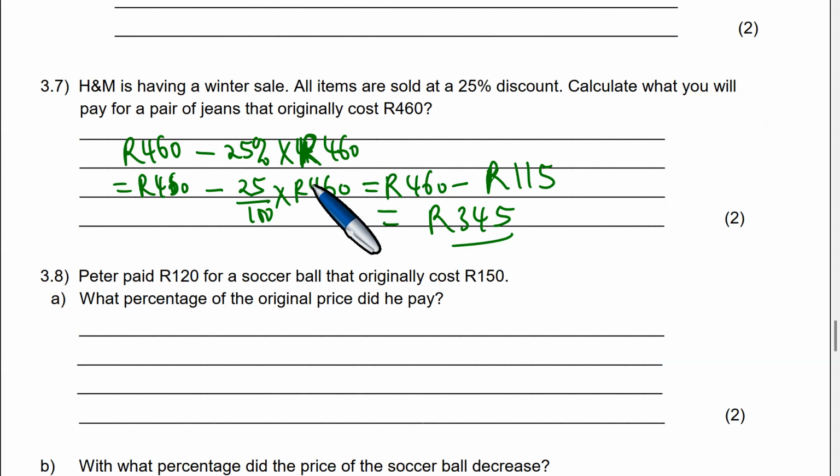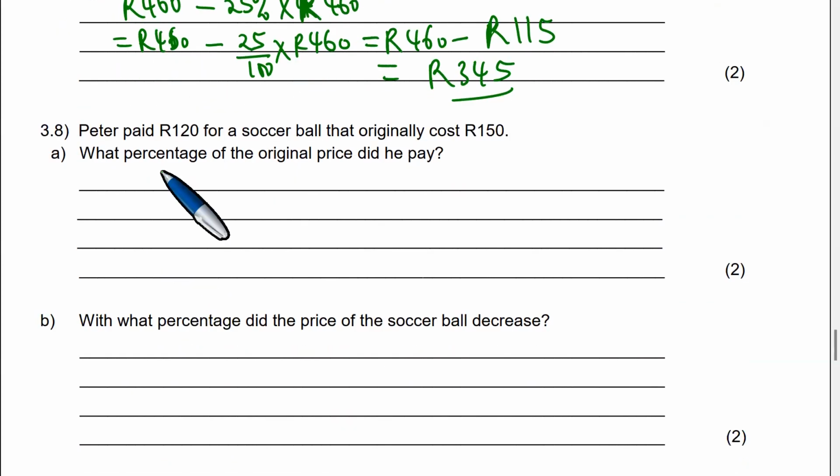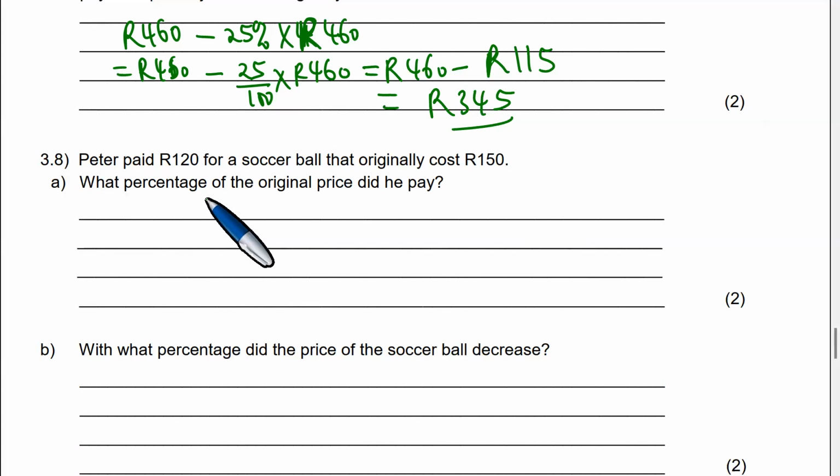Next. Peter paid 120 rand for a soccer ball that originally cost how much? 150. Percentage. So is the original price 20%? Let's check.